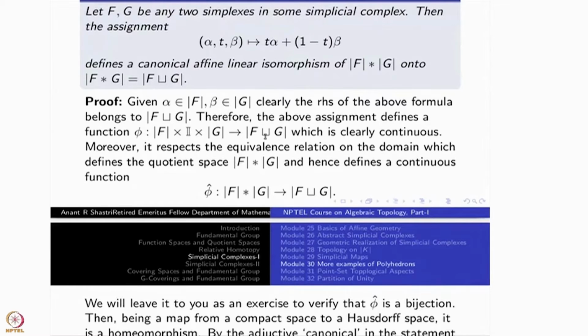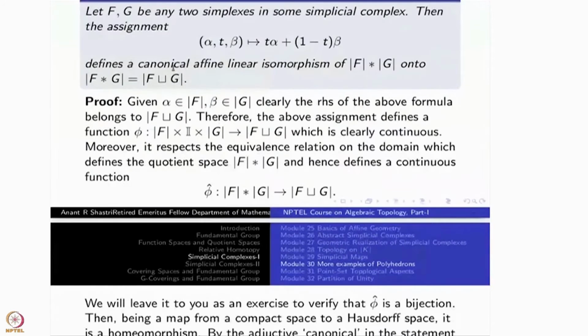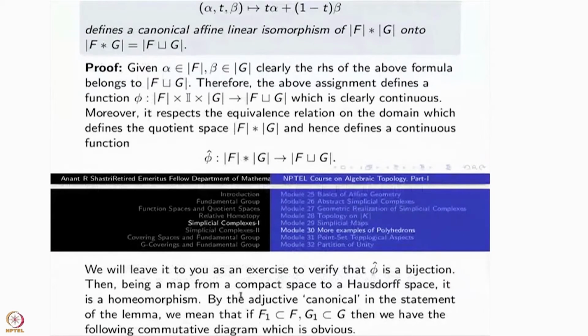Surjectivity is obvious because everything can be written as one point here and one point here, t and 1 minus t. So this is easier here than in the case of mod delta and beta and so on. Okay, so this is an exercise for you. There is a canonical word here, canonical affine linear isomorphism. What is the meaning of that? I don't want to explain that one. This is explanation only. It requires no proof at all.